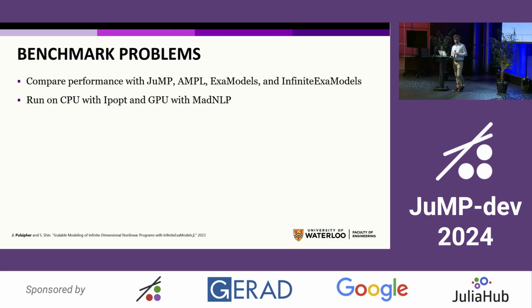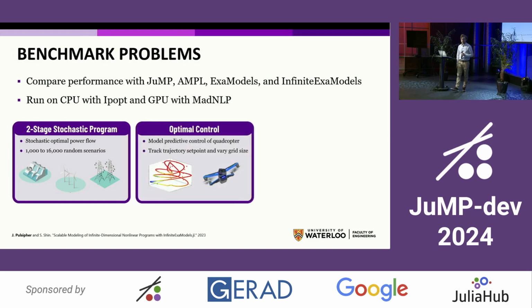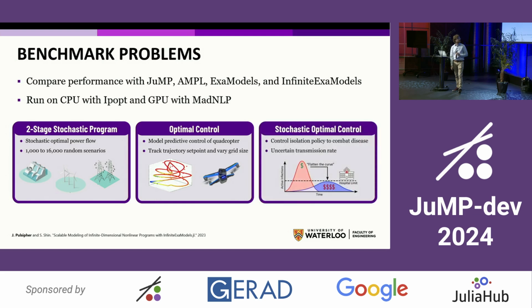So to try this out, we solved using JuMP, ExaModels with their MOI backend, and InfiniteExaModels on CPU and GPU. We also ran the CPU on like the best AMD EPYC processor we could find, and we ran the GPU on just kind of an old A6000 NVIDIA GPU we had laying around, so trying to weight the odds in favor of IPOPT. We have a two-stage stochastic program, a stochastic ACOPF, an optimal control problem to control a quadcopter, and a stochastic optimal control problem, which is managing disease control with some uncertainty in it.